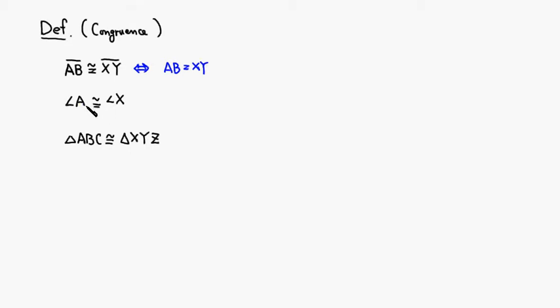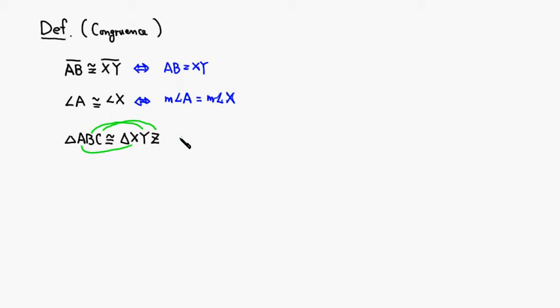When we say congruent angles, that would be that their measures are the same. So the measure of angle A is equal to the measure of angle X. When we say two triangles are congruent, triangle ABC is congruent to triangle XYZ, make sure that the corresponding vertices are written in the same order. So A corresponds to X, B corresponds to Y, and C corresponds to Z.